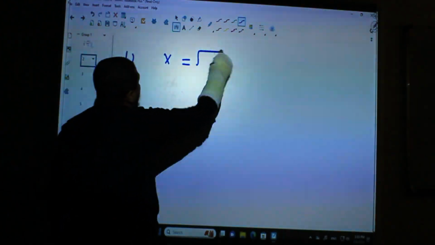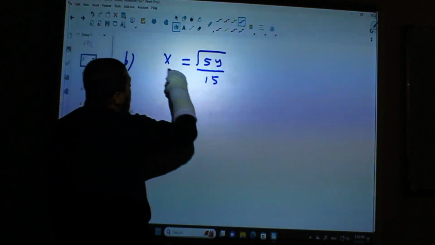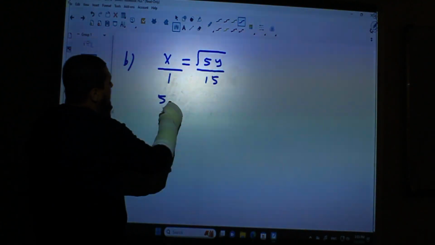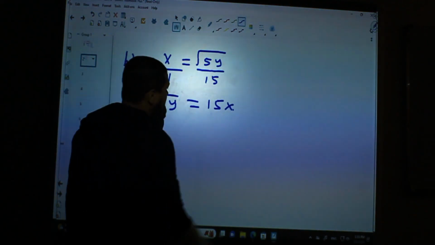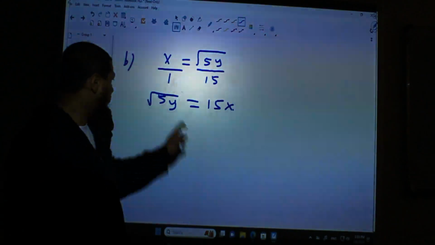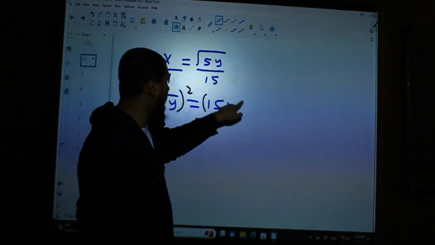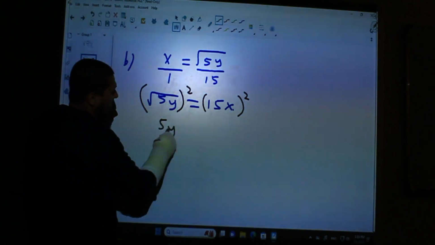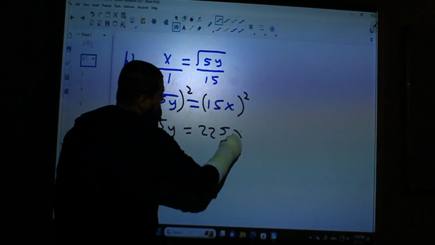We have x is equal to square root of 5y over 15. So the first thing you can do is cross multiply. 1 times 5y is the square root of 5y, and 15 times x is 15x. Now in order to solve this, we can square both sides. If we square the square root of 5y, you get 5y. And if we square 15x, you get 225x squared.